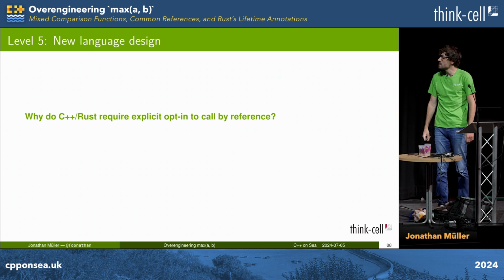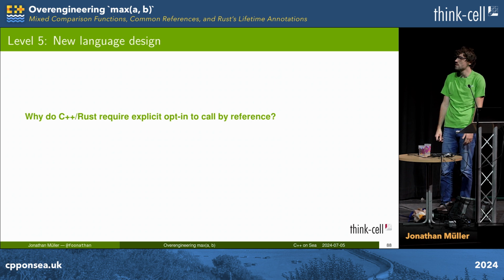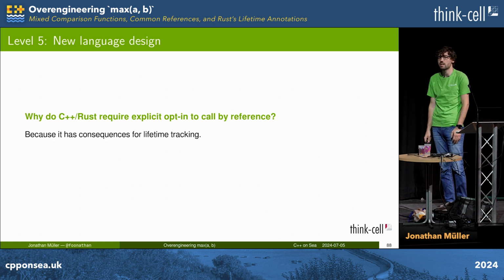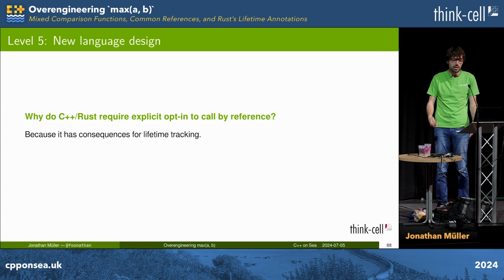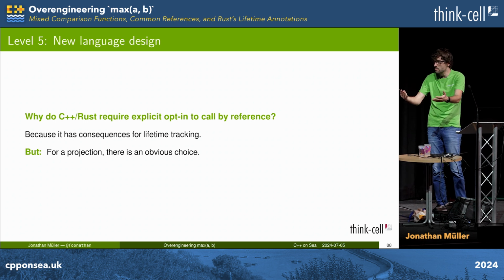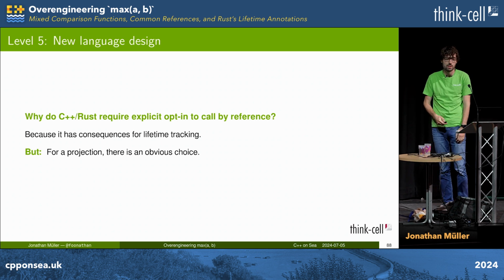And then the second thing is, why do we need to do something to call by reference? Call by reference is just, we want to avoid a copy, so we call by reference. Why doesn't the compiler do that for us? Well, it has complexities for lifetime tracking. It's an observable difference, we need to be aware of that. But for projection, there's an obvious choice. We just want to get the values out. So just pass them, and please pass them in the most optimal way. By reference, by value, whatever, I don't care. I don't want to care, I just want to write my function.